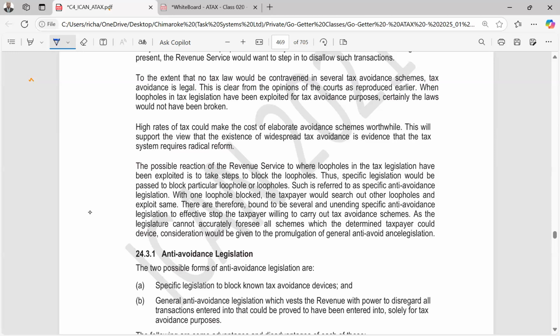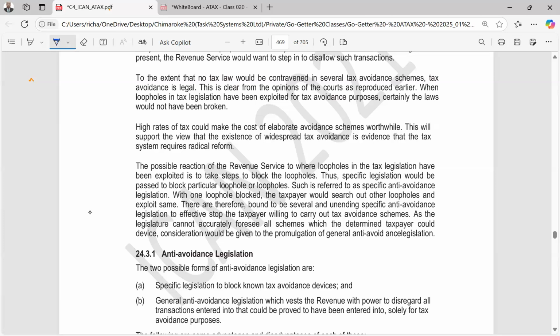So, but there is an aggressive tax avoidance scheme that is being done, and sometimes you will not see the line. It is blurring the line between tax avoidance and tax evasion. Now, look at it now.